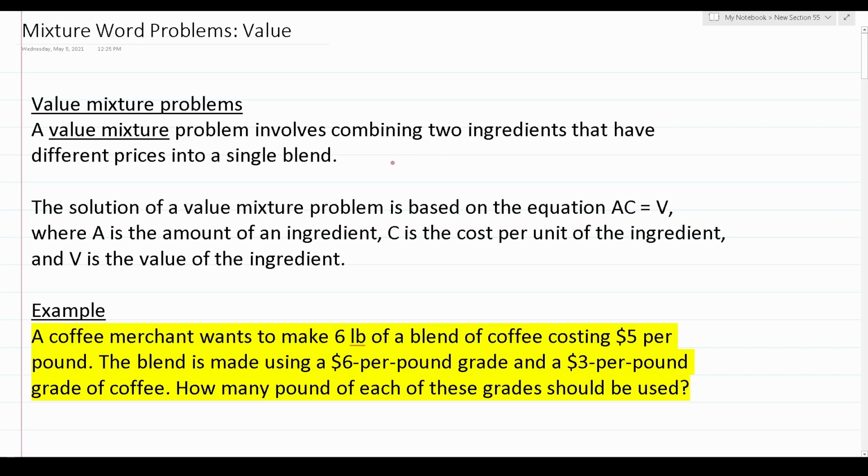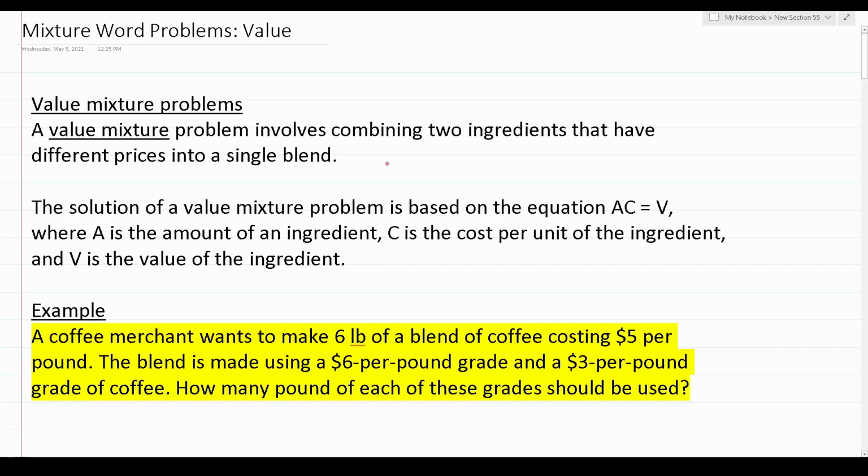All right, so not surprisingly, I'm going to start today's video with a few definitions. And the first one says a value mixture problem involves combining 2 ingredients that have different prices into a single blend. So for example, let's say I was a business owner and I wanted to make a new blend of coffee. More specifically, I wanted to blend Brazilian coffee, which is $7 per pound, with Ethiopian coffee, which is $10 per pound. I can use a value mixture problem to determine the cost of my blend of coffee. And we'll see that in just a few minutes here.